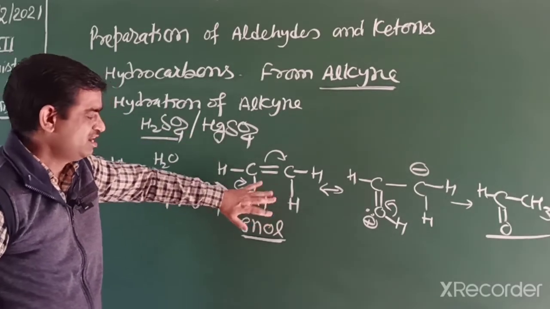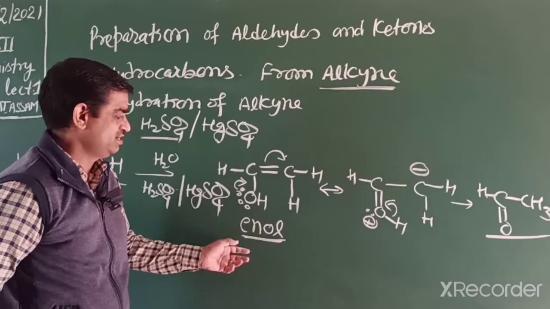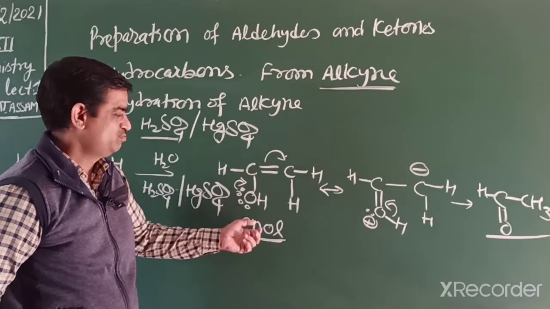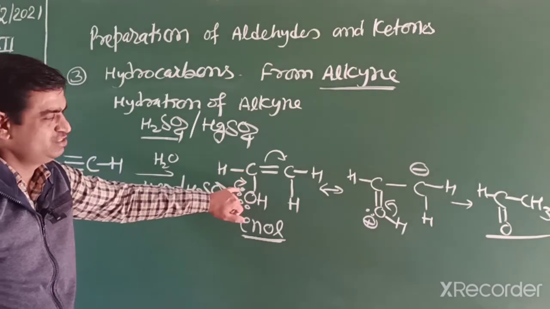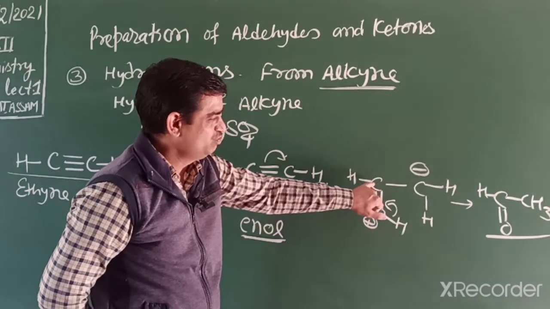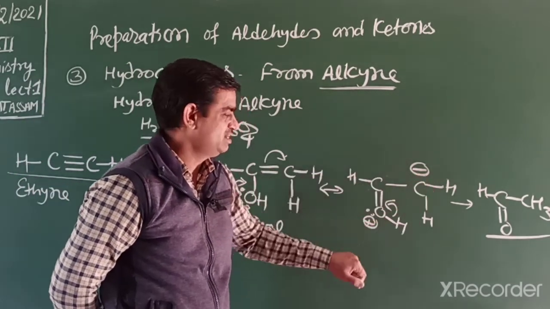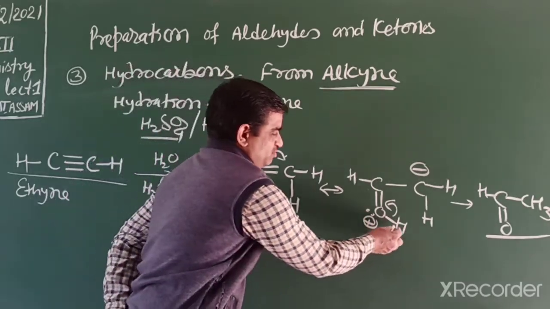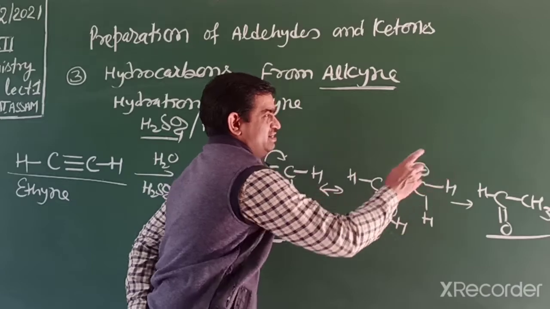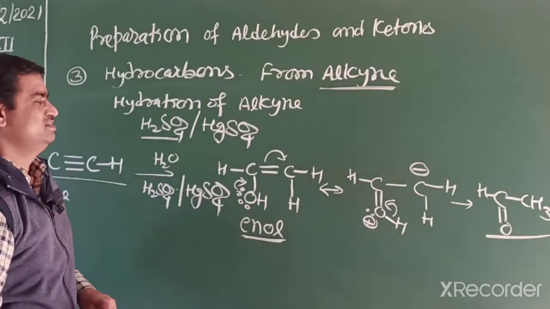After that, this compound has a special name, enol: double bond plus alcohol, enol formation, and it shows resonance. So the pi electron moves to the other side. After that, oxygen is an electron withdrawing group. So hydrogen is easily removed from this side and we get the aldehyde.